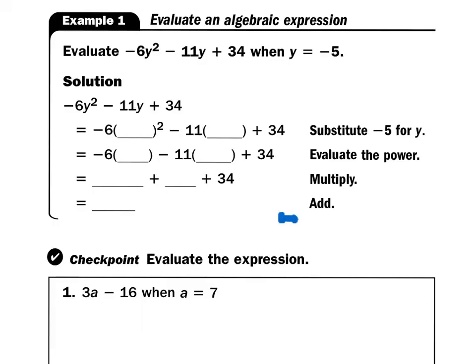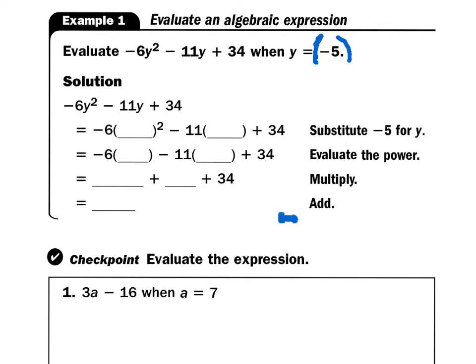Okay, let's look at example 1 here. We're going to evaluate this expression with 3 terms when y equals negative 5. It's very, very important that when we put y into these, that we put it in parentheses, because that does change the value if I don't put it in parentheses. So anytime that you're substituting, whether it's positive or negative, go ahead and just stick it in parentheses, and that way you'll always be correct.